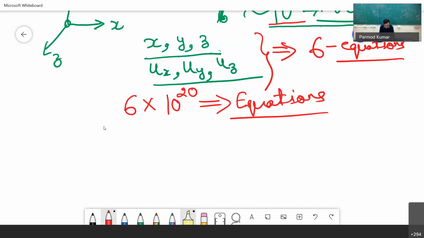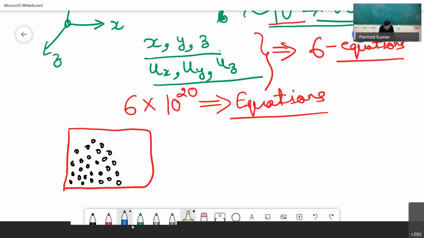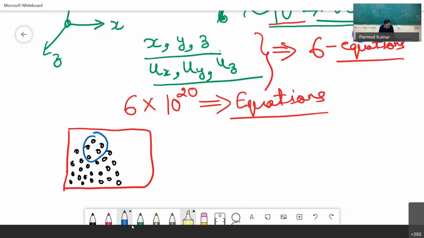we can club a number of molecules. So another strategy could be that, since we have a large number of molecules, the first way was that we can study the individual molecular motion, but that will be applicable only if our system size is of the molecular scale. Another strategy is that we can combine a group of molecules, and these groups of molecules we can call particles.